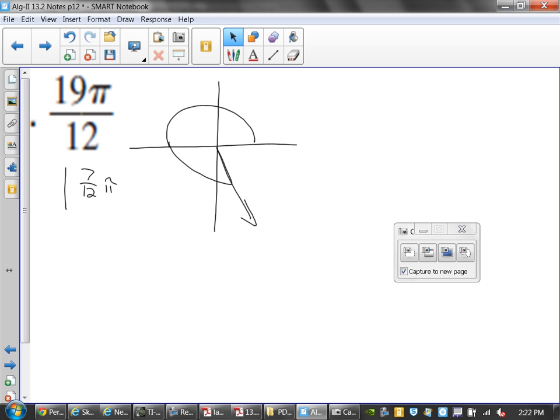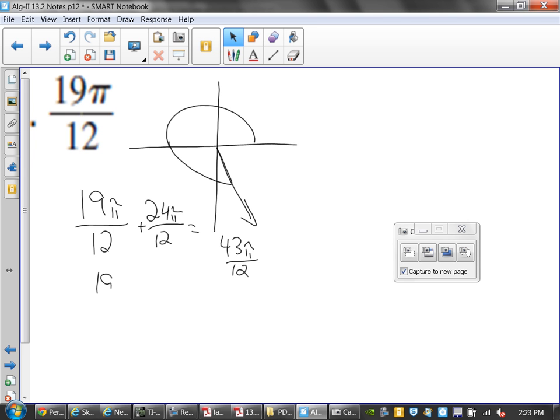So again, since this original angle was 19 pi over 12, it was within 1 revolution. In order to find the positive coterminal, what am I going to add to it? Yeah, good. What is that, 43? Yeah. And then I'm going to subtract it.